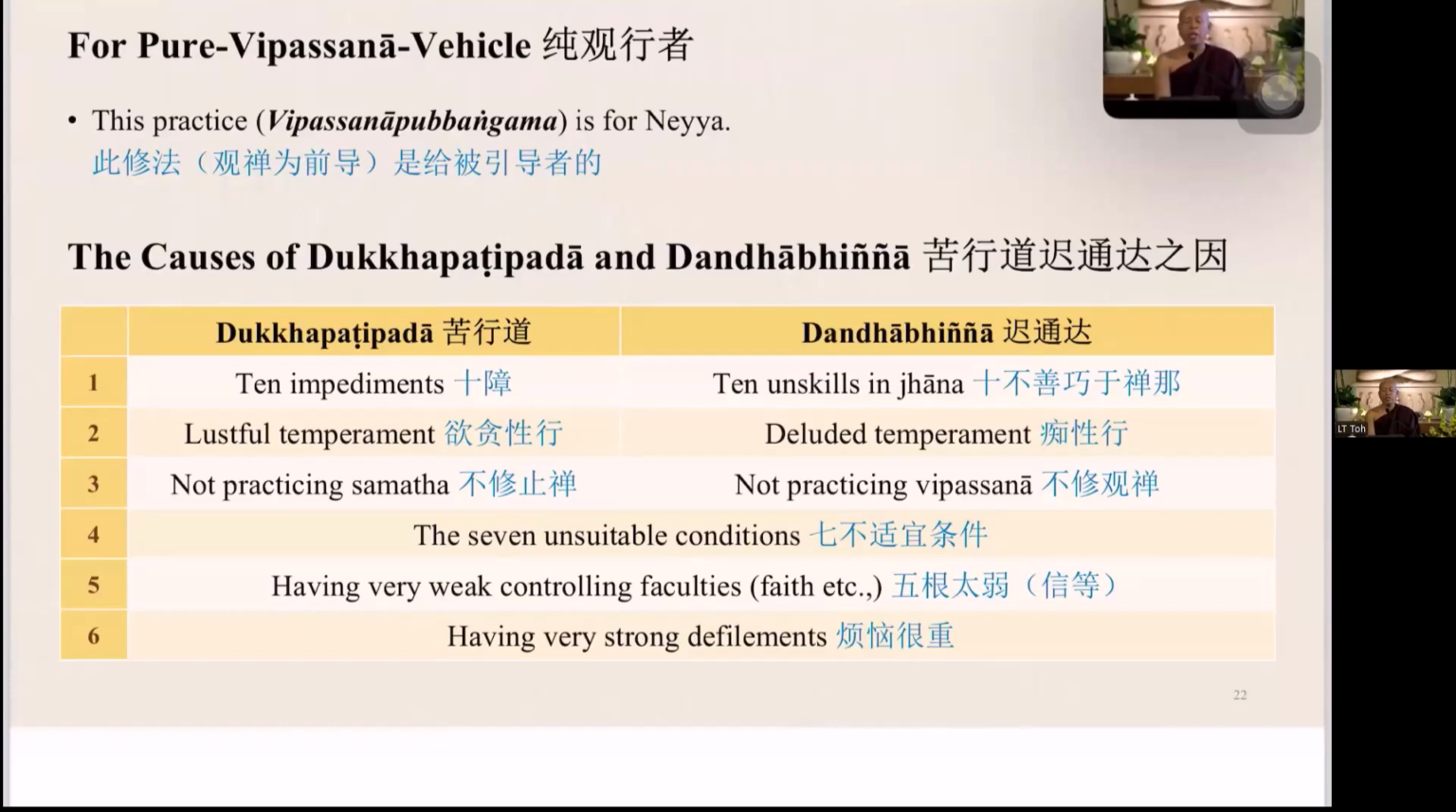Then what are the causes of dukkha paṭipadā dandhābhiññā? Here I list out. What caused dukkha paṭipadā? 1, 10 impediments. So later I have to explain major impediments. Now I will say only minor impediments. For example, you have some issue to do in your house. When you don't lock your door, for example, when you're meditating, you may remember, oh, I haven't locked my house door or maybe entrance door, then you cannot meditate well. This is minor impediment, right?